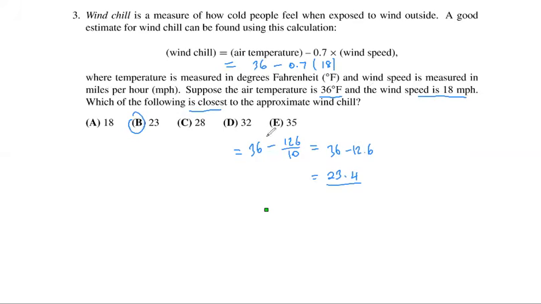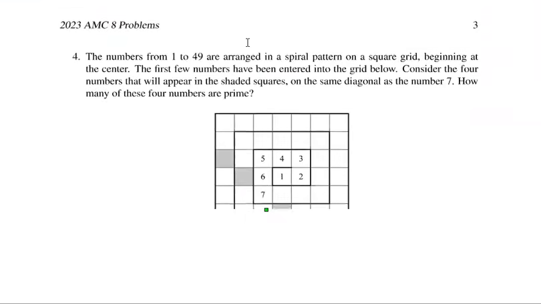We are confident with this answer because there was no 24 or 25, so the other choices are far away from what we have. We actually get the answer easily. Okay, so that was number 3.